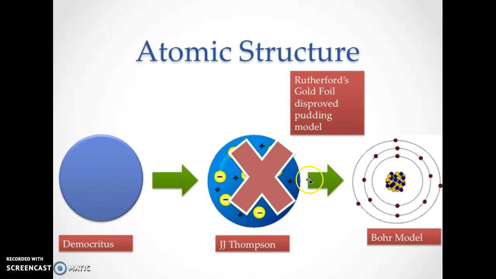What Ernest Rutherford disproved was the plum pudding model. It showed that this model was not right. It showed that the atom is mostly empty, and the atom has a positively charged region called the nucleus. So that's when the Bohr model was introduced.